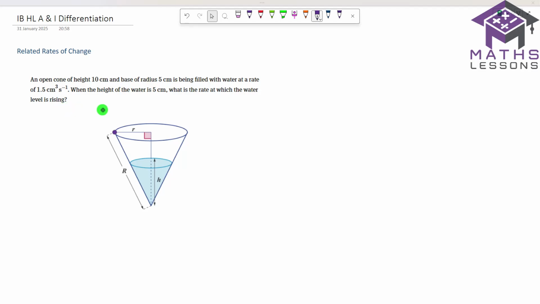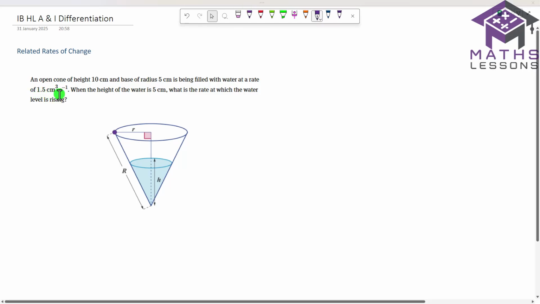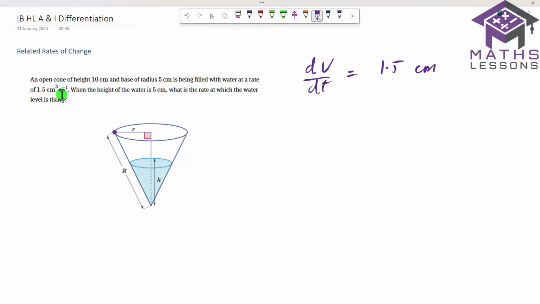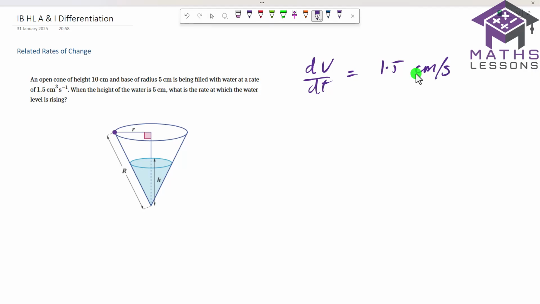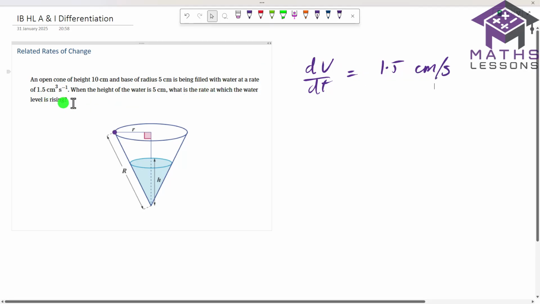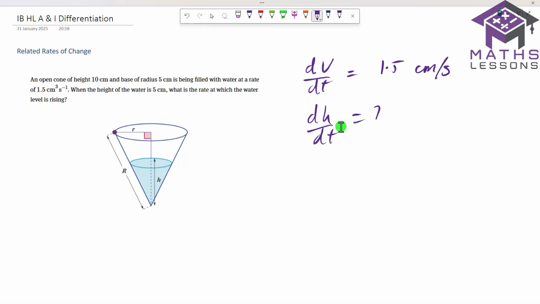So what we've got here is the rate at which the volume is increasing, because we've got centimeters cubed, volume, and per second means over time. So that is going to be dV by dt. The rate of change of volume with respect to time is 1.5 centimeters cubed per second. And we want to find the rate at which the water is rising, so that's dH by dt, how much the height is increasing over time. And that's what we need to find.